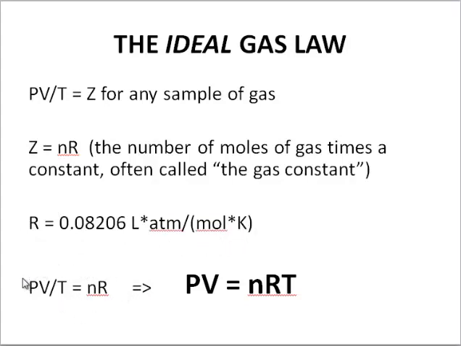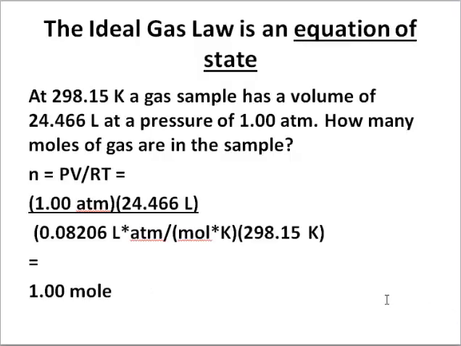The expression PV over T equals nR is usually rewritten PV equals nRT. And this is the usual expression of the ideal gas law. The ideal gas law is an equation of state. It is best to use this law when there is no process to consider.